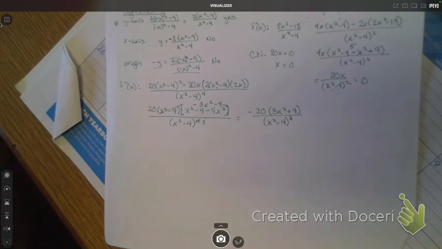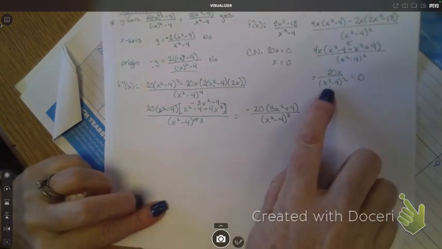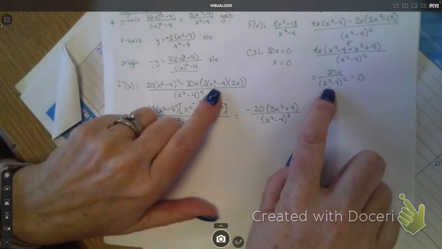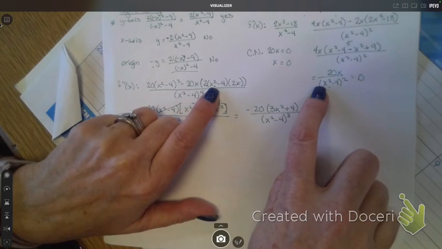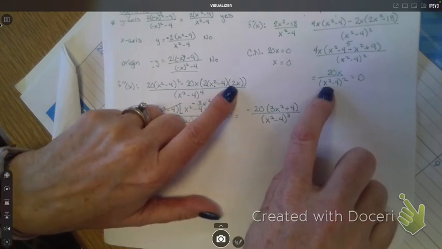Okay. Did you get negative 20 times 3x squared plus 4 over x squared minus 4 cubed? No, how'd you get the... so I got the 20x squared minus 4 squared, but how'd you get the 20 and then the parentheses 2x? So you just moved down the 2 in front of the x squared? I did the chain rule on the denominator. So I said don't forget the chain rule. Because the derivative of the denominator would be 2 times x squared minus 4 times the derivative of x squared, which would be 2x.